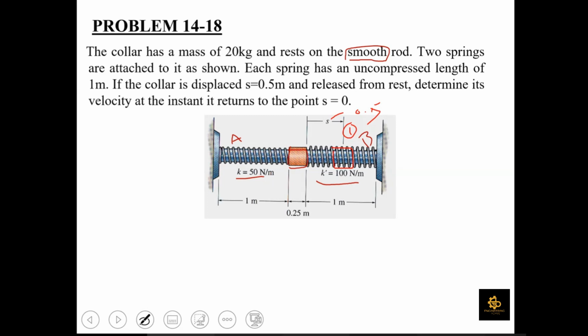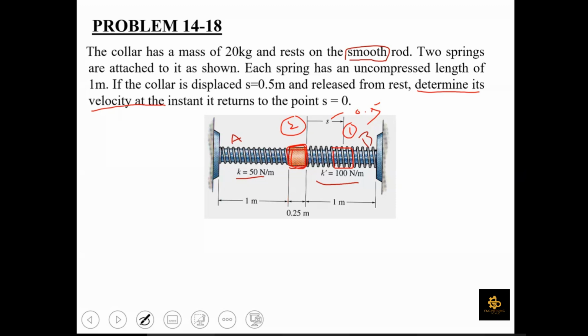Now, because of the spring force, both the springs will try to regain their unstretched position, due to which this collar is going to move towards the left. You need to determine the velocity of this collar at the instant it returns to the position which is s equal to 0. So once this collar returns to its center position, let's say that this is position number 2, then what should be the velocity of this collar at position number 2 as shown to you in the figure.